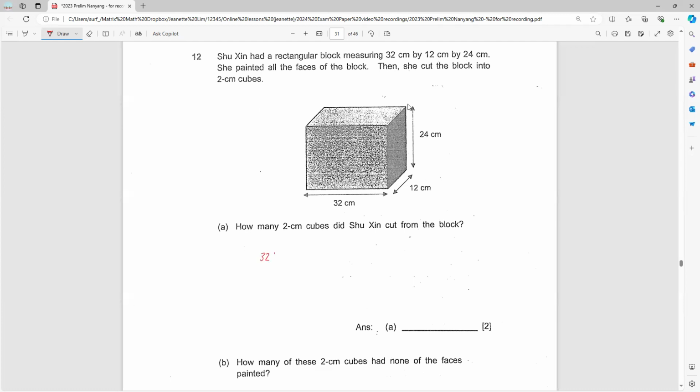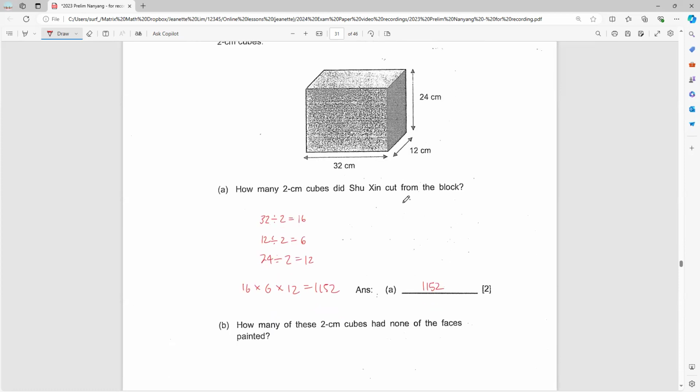But this is what I'll do. I'll take 32 divided by 2, 12 divided by 2, and 24 divided by 2. So how many can you fit along the length? 32 divided by 2, which is 16. How many can you fit along the breadth? 12 cm, so 12 divided by 2 is 6. And how high can you go? 24 divided by 2, which is 12 cubes high. So in total, how many cubes? Do not add, but multiply. 16 times 6 times 12. Okay, so 1152 cubes is what you can fit.